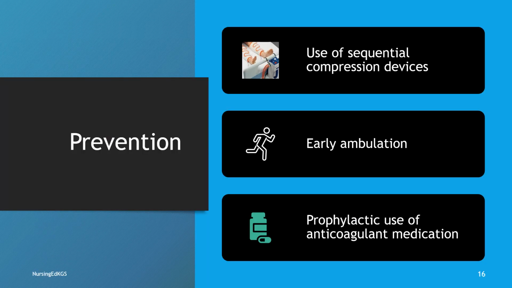Now, your discharge teaching for patients who are going home after they've been treated for pulmonary embolism is going to focus on prevention, right? So, early ambulation, use of anticoagulant medication. It is important that you're stressing this. Do not miss your blood work. Do not miss your medications. Make sure you're following up with your family doctor, right?